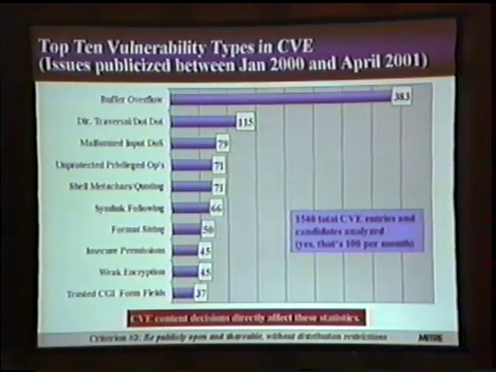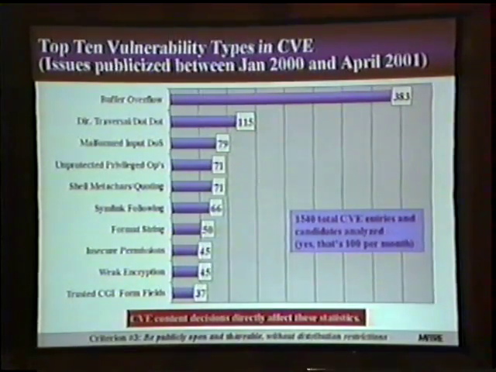Some statistics that I thought might be interesting. These are the top 10 types of vulnerabilities that we discovered that were reported in CVE for security problems that have been publicized between January 2000 and April 2001. That's a 15-month period. We looked at a total of 1,540 CVE entries and candidates. So do a little bit of math. That's over 100 security issues reported per month. I know a lot of you probably know that, but that's certainly the case in CVE. At least you have a general notion of how we're counting things now, too.